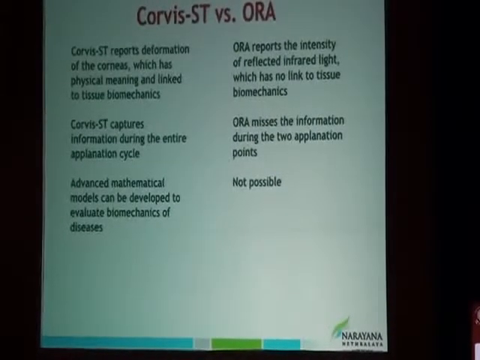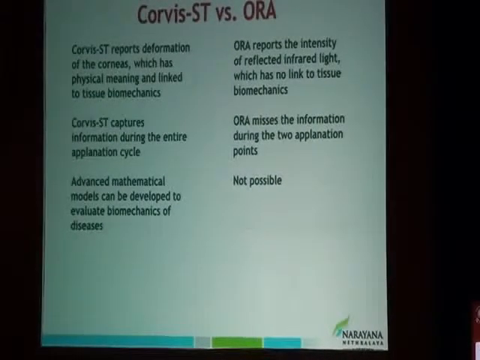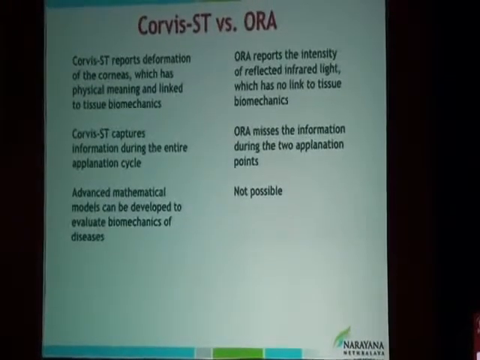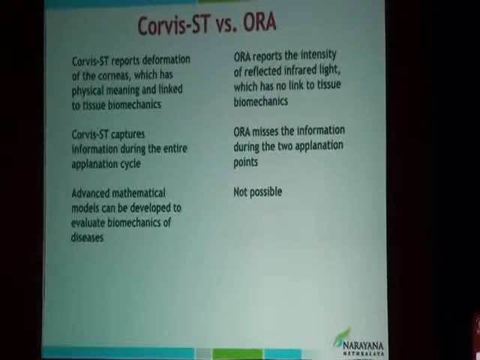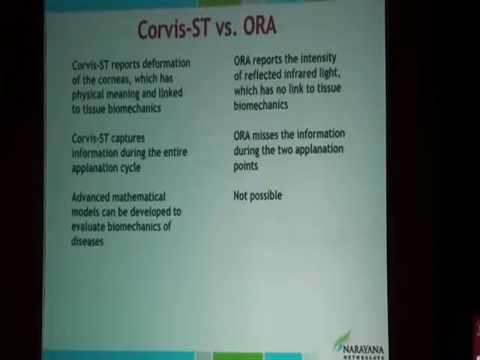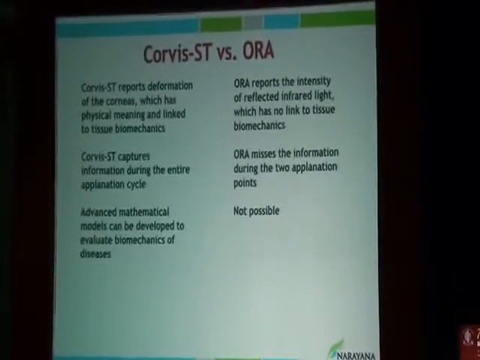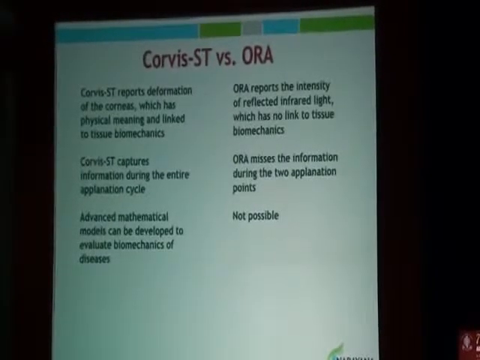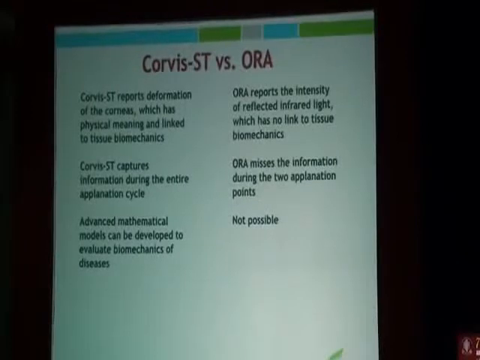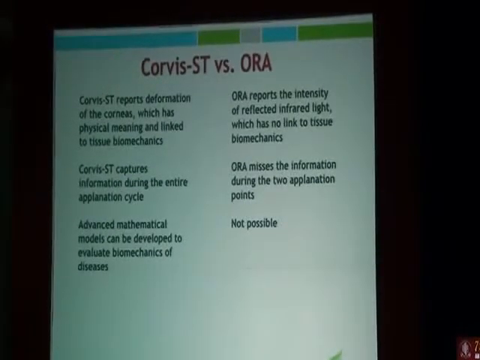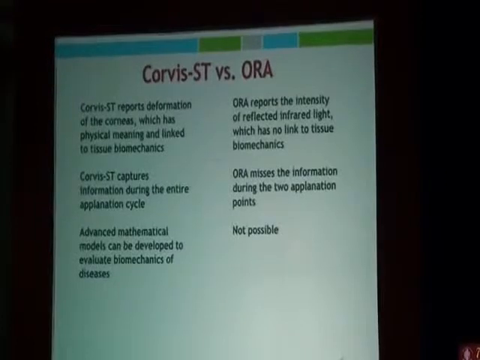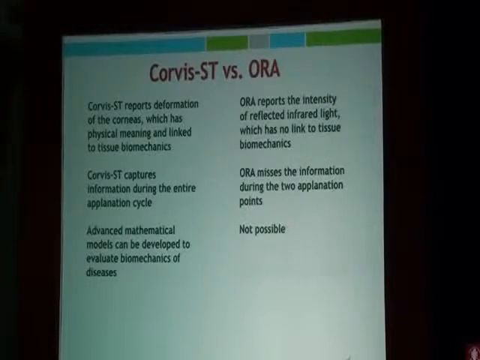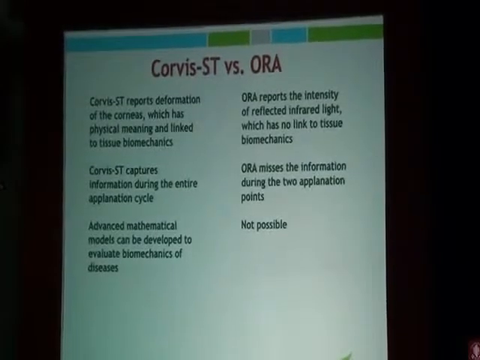So what are the inherent differences between the two devices? The Corvis helps you look at the deformation of the cornea, which has some physical meaning to the biomechanical engineer, or even to someone who would apply it later, because it gives some linkage to the corneal biomechanics. And the ORA only reports the intensity of the reflected infrared light and has no link to the tissue biomechanics. The Corvis helps capture information during the entire applanation cycle. You're actually seeing variations in the deformation over the period of applanation time.